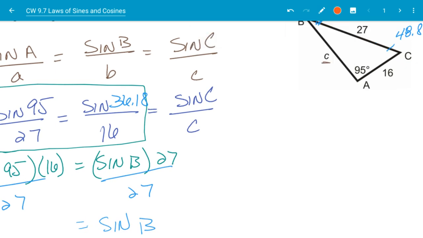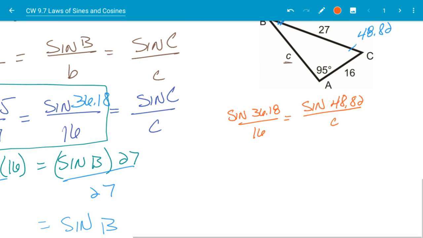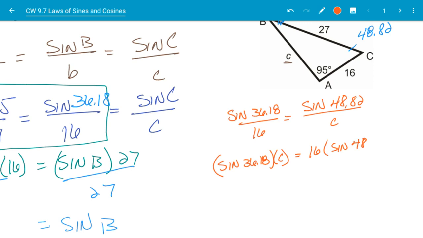Now I can go ahead and plug in my numbers here. I know that sine of 36.18 over 16 is equal to sine of the angle C, 48.82, over C. So I can cross multiply this and say sine of 36.18 multiplied by C is equal to 16 times sine of 48.82. To solve for that, I'll have to divide both sides by sine of 36.18, and that will give me C is equal to, and I can solve that there.